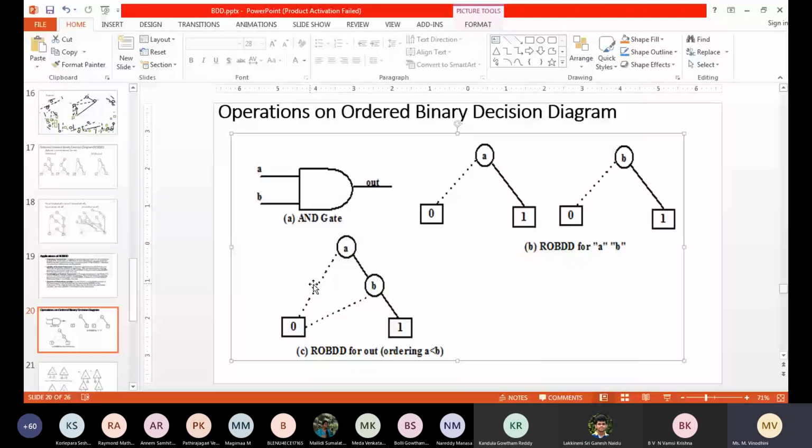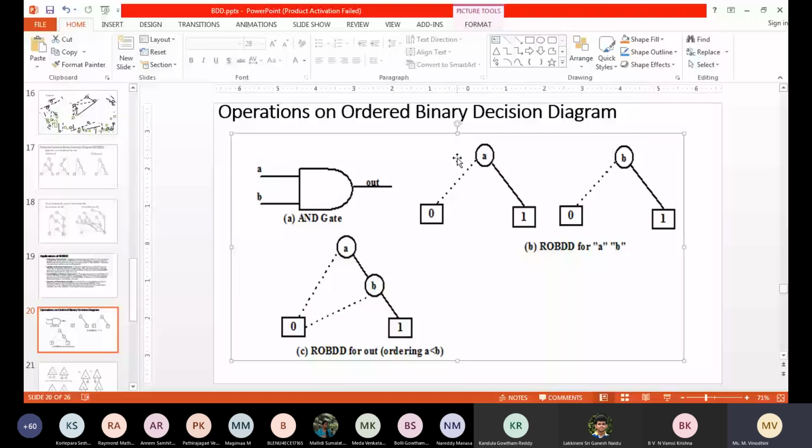So this diagram will be just opposite. Do you agree? Will it be just opposite? Here, B will be present, and in the same scenario, 1 will be going directly to 1. So for any gate, you can draw the ROBDD like this with respect to its functionality.